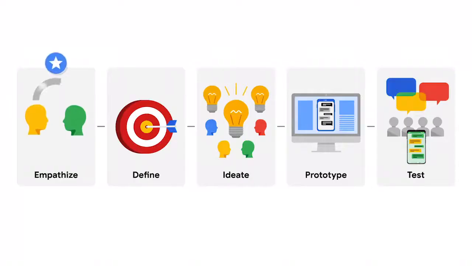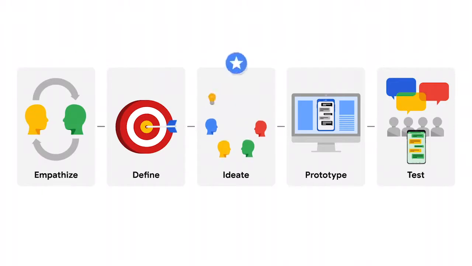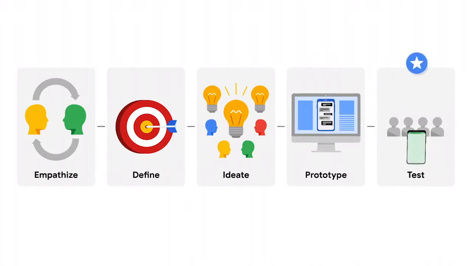By this point, you've already learned how to empathize with users and understand their needs, define user needs by creating problem statements, come up with lots of ideas for solutions to those user problems, build wireframes and prototypes on paper and in a design tool called Figma. And you've learned how to test those prototypes and get feedback from research participants to improve your designs.